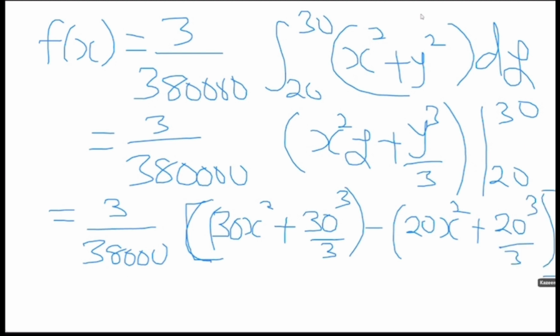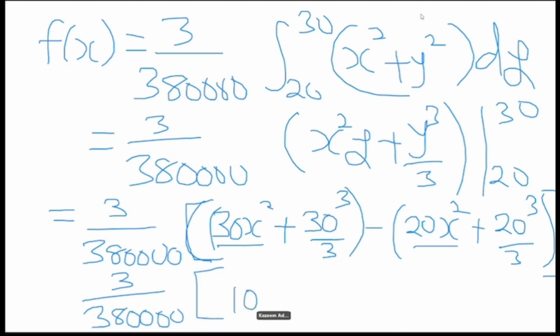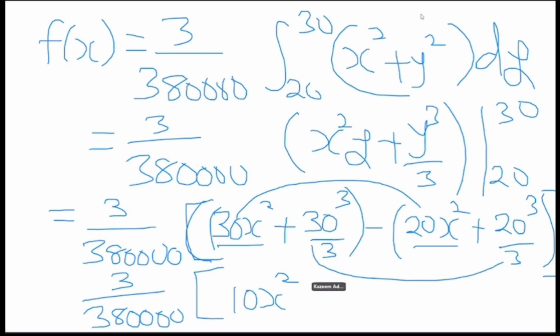I think you can see that now. So all that is left is to simplify. I'm done with my integration, right? I'm just going to simplify. So I'm going to have 10x squared. Then I'm also going to do the same here. So 30 raised to power 3 should be 27,000, and 20 raised to power 3 should be 8,000. So by the time I do 27,000 minus 8,000, automatically I'm going to have 19,000, and I'm going to have 19,000 divided by 3.